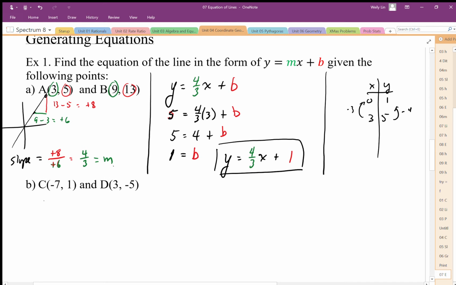Okay, so let's try another one here. So I have -7, +1 is one coordinate.